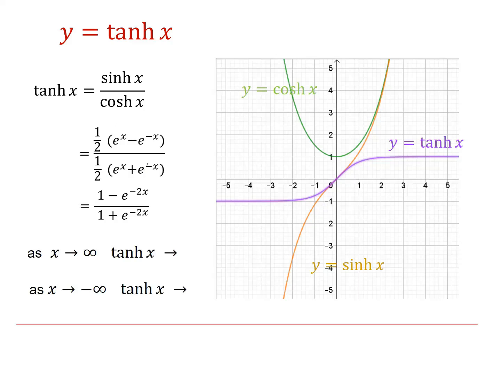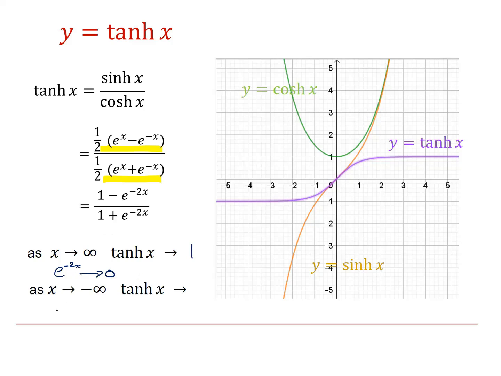So here is that with some of the algebra put in. There I've got sinh x over cosh x, and with a little bit of rearrangement, dividing top and bottom effectively by e to the x, I get that tanh x is 1 minus e to the minus 2x over 1 plus e to the minus 2x. What happens as x tends to infinity? Well, as x tends to infinity, e to the minus 2x tends to 0. And so this is just 1 over 1, so tanh x tends to 1.